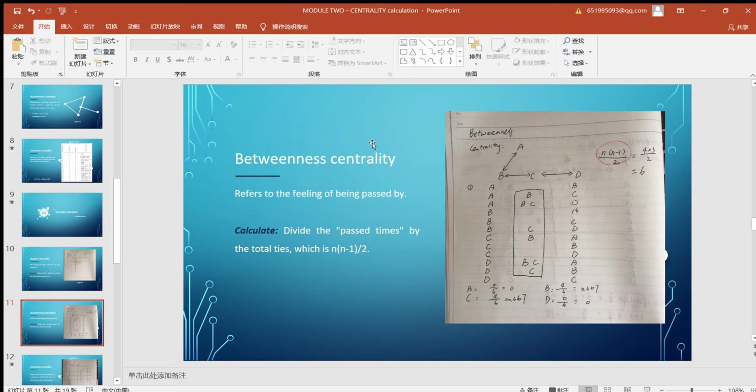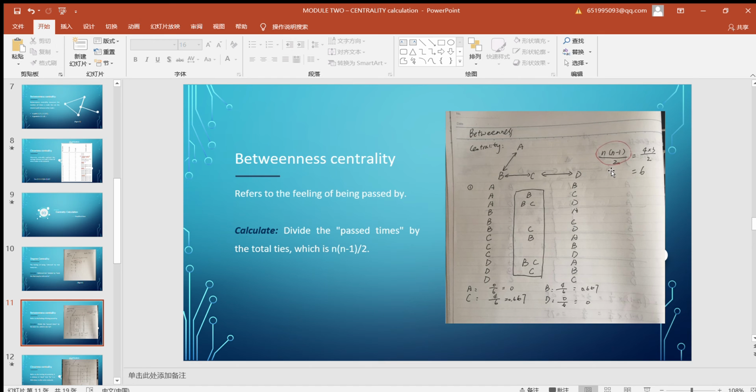The next one is the betweenness centrality. It refers to the feeling of being a passerby. It is calculated by dividing the pass times by the total ties. Here, the total ties is how many paths there are. From the picture, for point A, it can reach from A to B, or from A to B to C, or from A to B, C, and D. So the total ties is 6, and this number can be calculated by this equation.